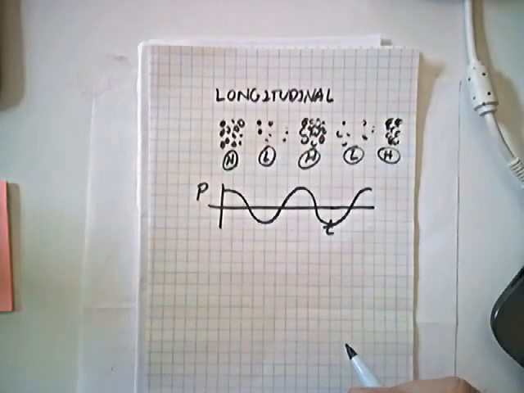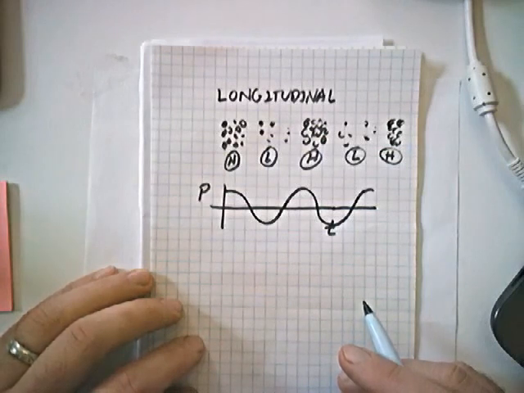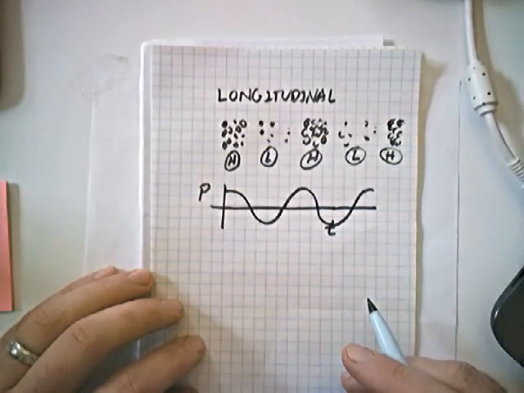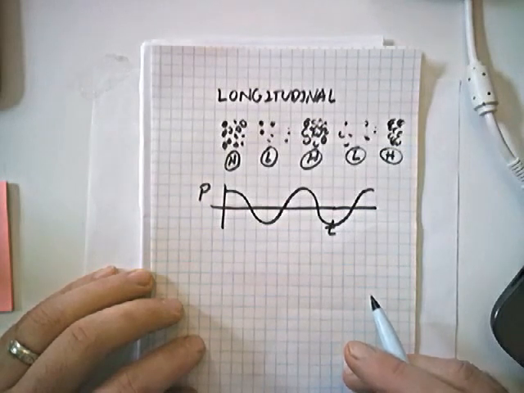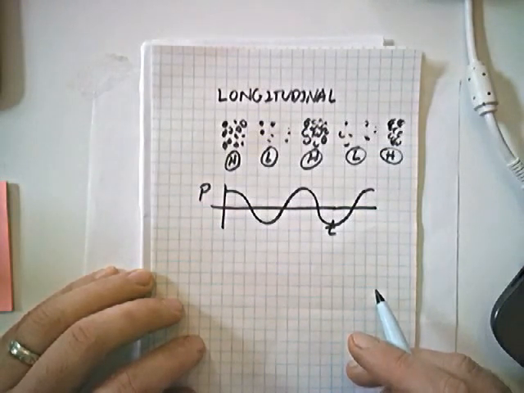Now, sound can be made by different things. It can be made by stringed instruments. It can be made by pipe instruments. A guitar is an example of a string instrument, and a horn of some kind would be a pipe instrument. And the pipes can be open or they can be closed. What we're going to look at today are stringed instruments.